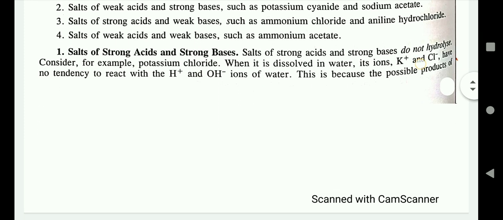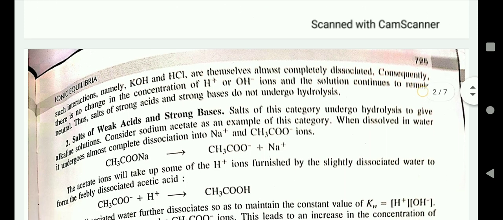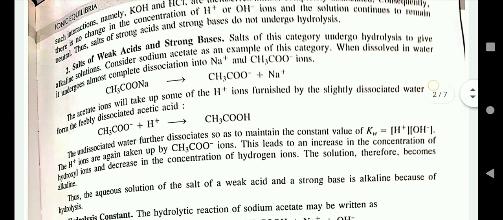Salt of strong acid and strong base. Salts of a strong acid and a strong base do not hydrolyze. Consider, for example, potassium chloride. When it is dissolved in water, its ions K+ and Cl- have no tendency to react with H+ or OH- ions of water. This is because the possible products of such interaction, namely KOH and HCl, themselves almost completely dissociate.